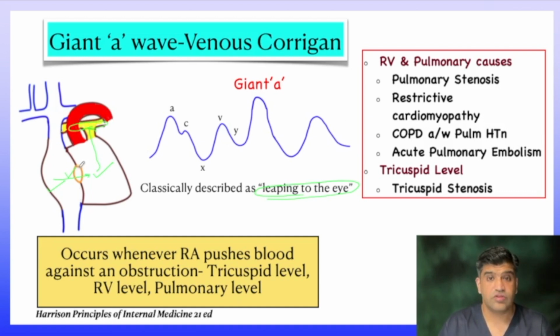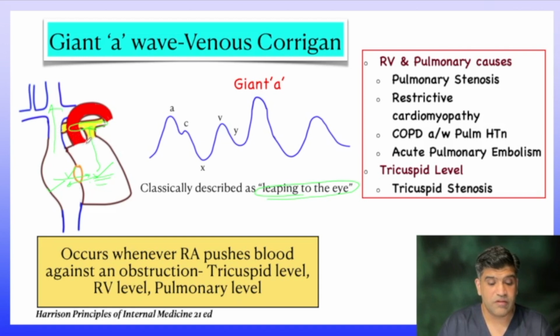So what are the causes of obstruction at the tricuspid valve? There is only one cause, that is tricuspid stenosis. So the abnormality of the tricuspid valve that causes a giant A wave is tricuspid stenosis. In the RV, now the blood has come to the RV. RV is not able to push the blood into the pulmonary circuit. So the blood comes back and causes a giant A wave. So the abnormality of the RV in which it is not able to push the blood is cardiomyopathy of the right ventricle, that is restrictive cardiomyopathy of the right ventricle.